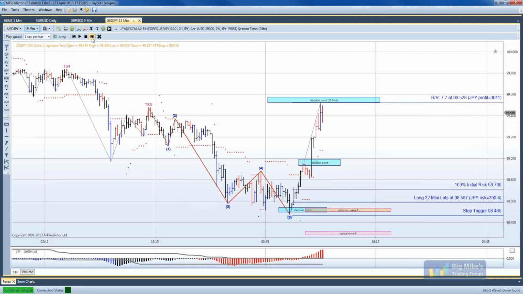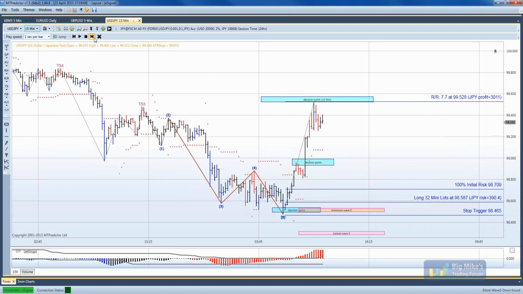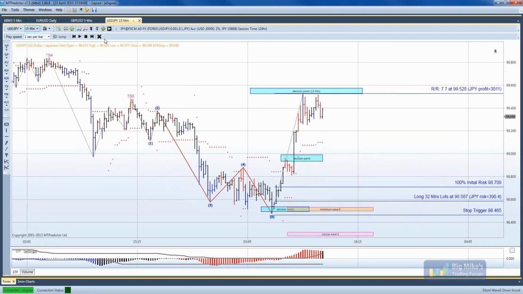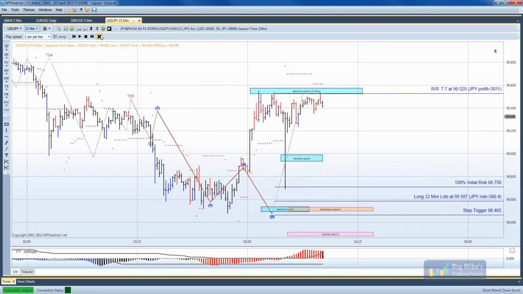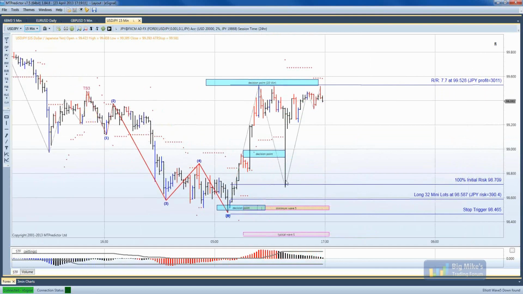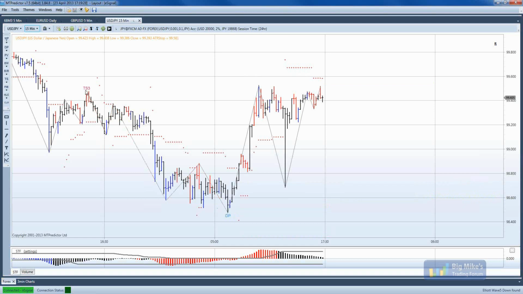This is what the market did: went up, clipped it, went down, went up. If I turn training mode off, there's that really horrible spike. But the point being, just look where it stopped, right at that level again, which we anticipated in advance, ready and waiting. If I take this off, I'll just leave that DP back on there.